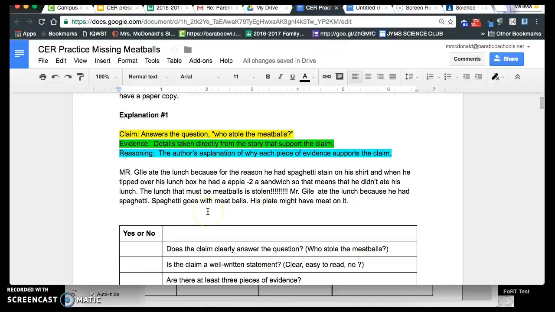This example says, Mr. Guile ate the lunch because for the reason he had spaghetti stain on his shirt, and when he tipped over his lunchbox, he had an apple and a sandwich, so that means that he didn't eat his lunch. The lunch that must be meatballs is stolen. Mr. Guile ate the lunch because he had spaghetti. Spaghetti goes with meatballs. His plate might have meat on it.